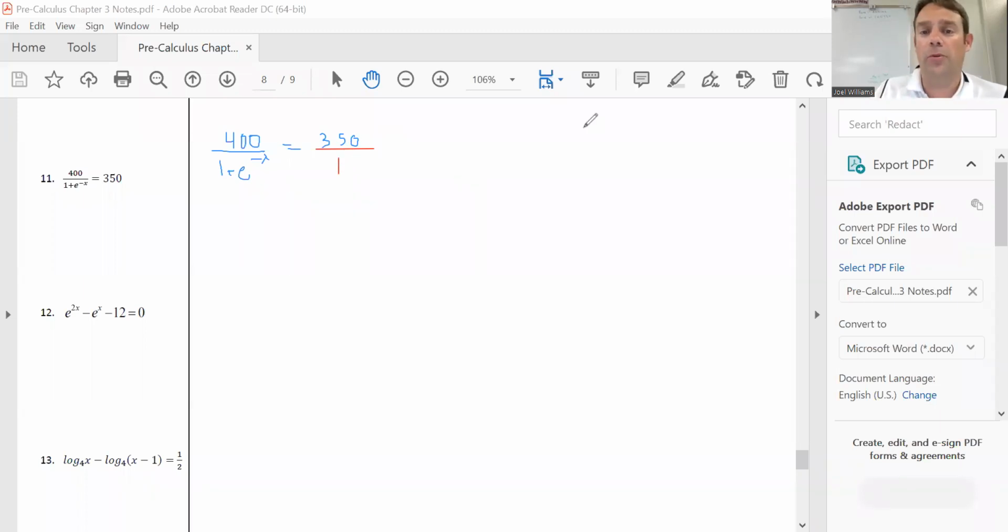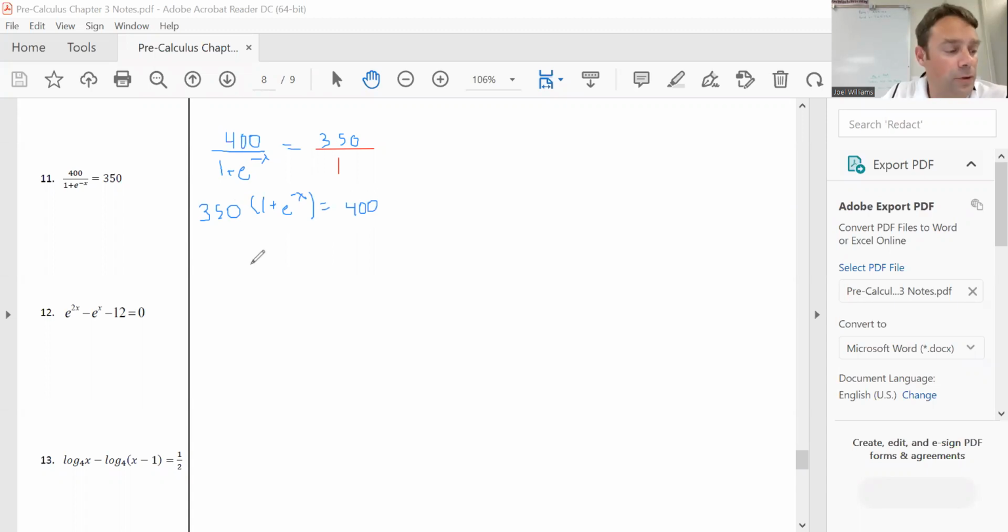Because what I would end up doing is I would just cross multiply. So when I cross multiply it, 1 plus e to the negative x equals 400. So now all of a sudden it's something that I can actually probably deal with just a little bit more.